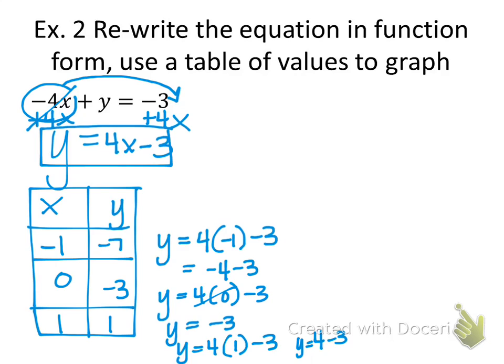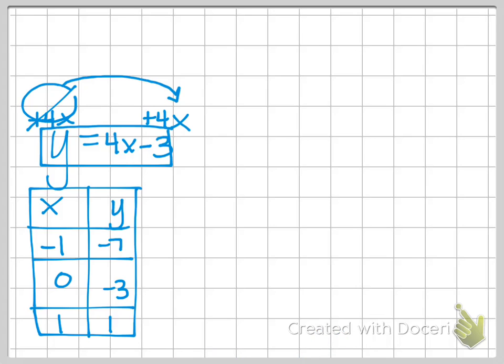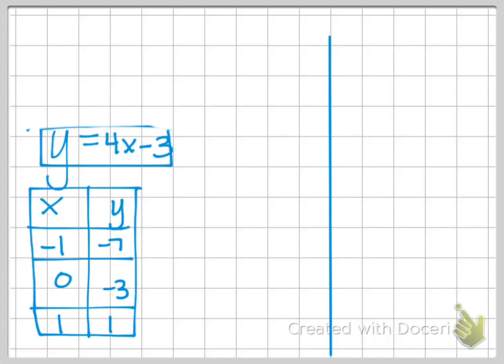Okay, so what I need to do now is graph this on a coordinate plane. If you don't have any graph paper, you can just do this on a regular piece of paper. I'm going to erase this work right here. We're going to make our coordinate plane. Oops, my line wasn't straight. Well, it's just not going to be straight.